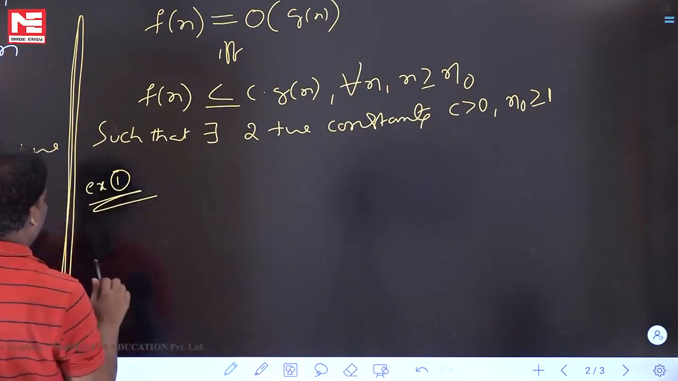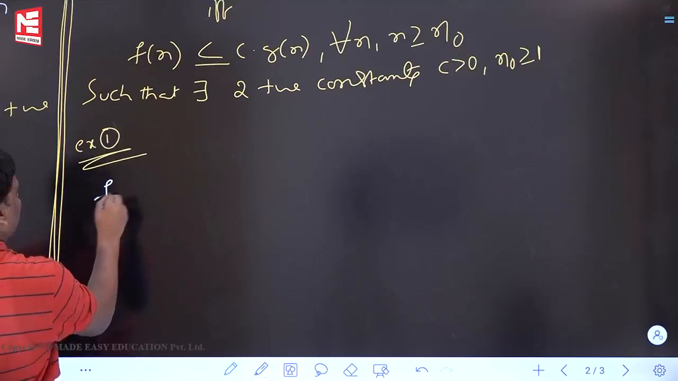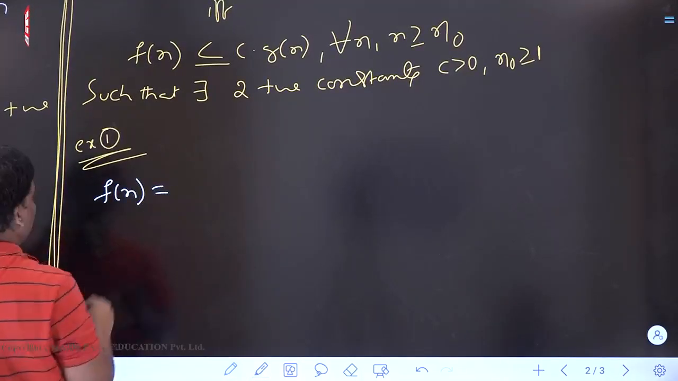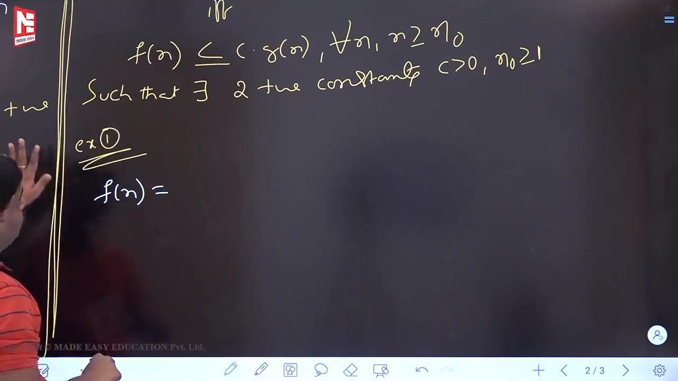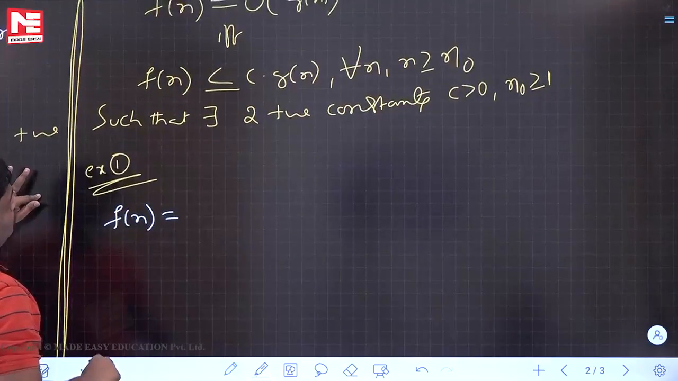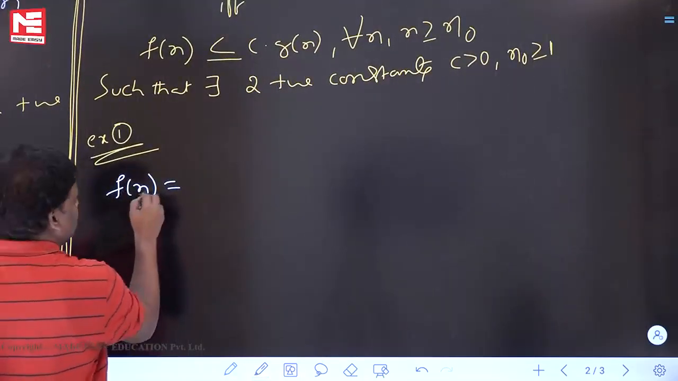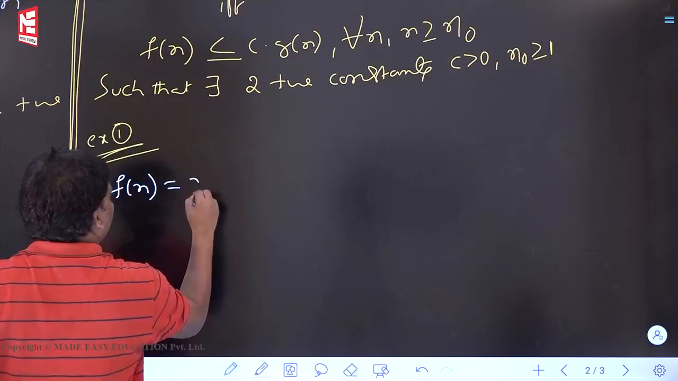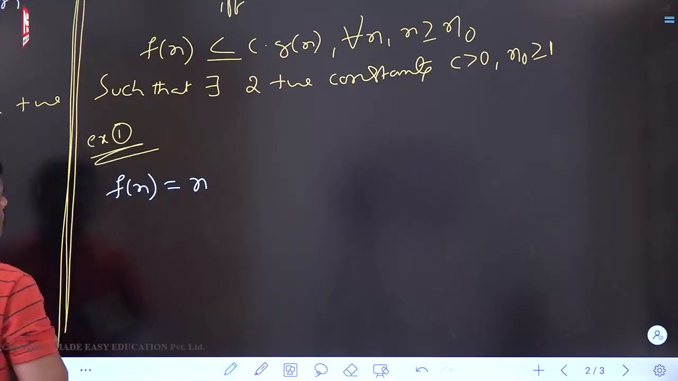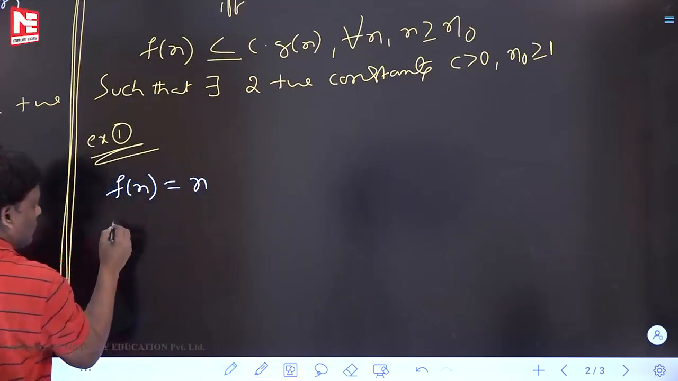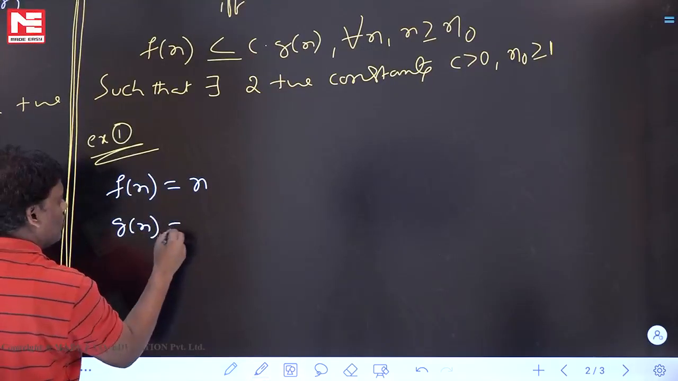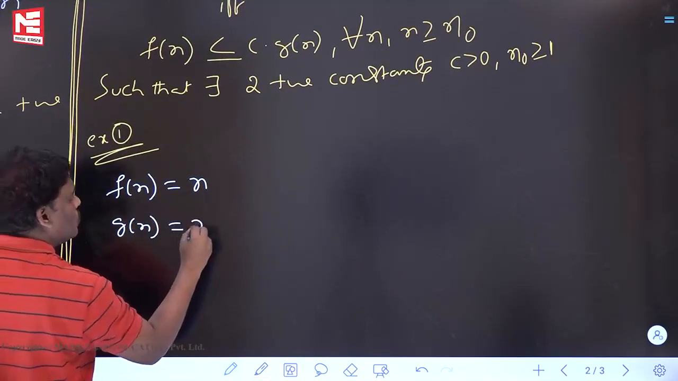Example 1. See example 1. Everyone okay? If you listen carefully, everyone is fine. F of n is equal to n. Next, g of n is equal to n plus 10.